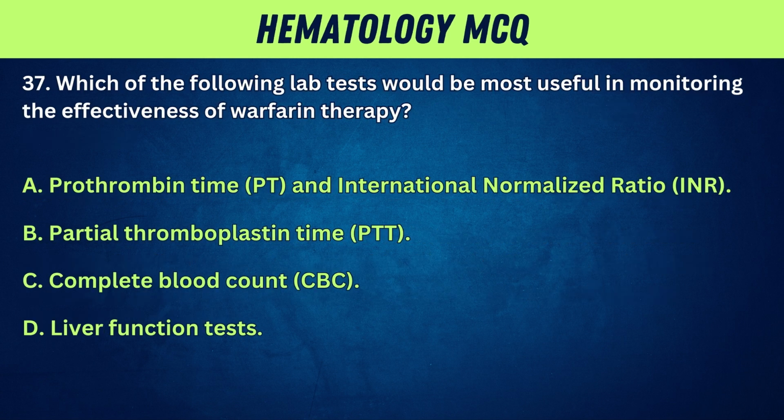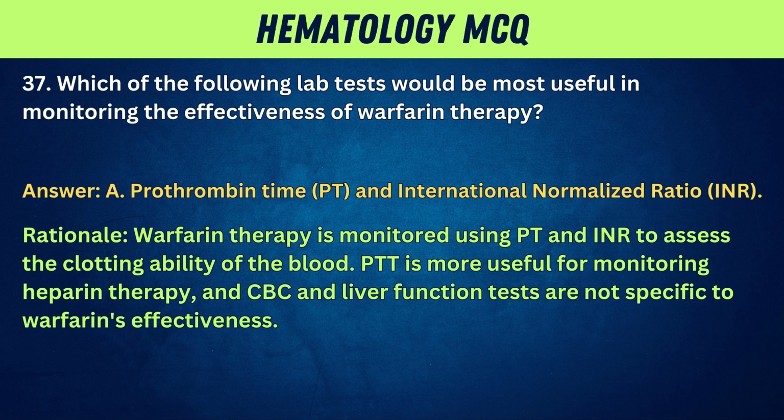37. Which of the following lab tests would be most useful in monitoring the effectiveness of warfarin therapy? A. Prothrombin time, PT, and international normalized ratio, INR. B. Partial thromboplastin time, PTT. C. Complete blood count, CBC. D. Liver function tests. Answer: A. Prothrombin time, PT, and international normalized ratio, INR.